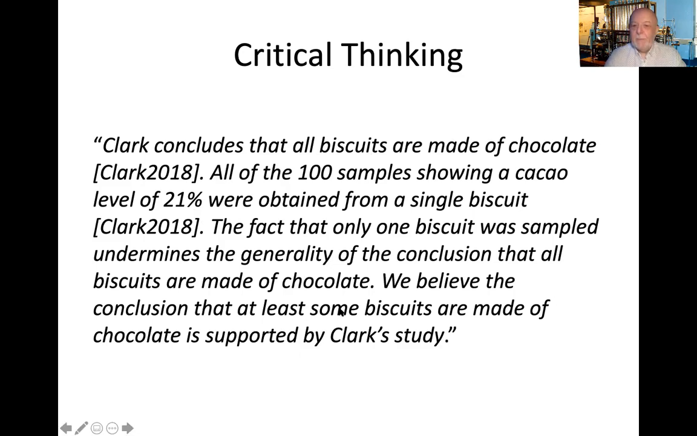But at least some biscuits are made of chocolate is clear, because of 100 samples of a single biscuit, it showed that there were cocoa levels high enough to suggest that there was chocolate in there. So that's a really simple and, I would suggest, relatively straightforward way of identifying whether the conclusions were correct, and somewhat how the conclusions were drawn, how they came to those conclusions.